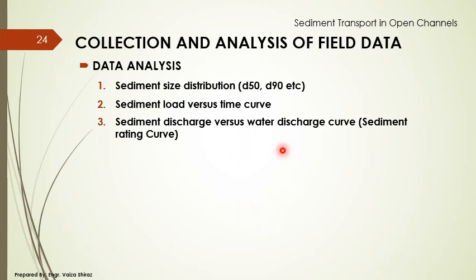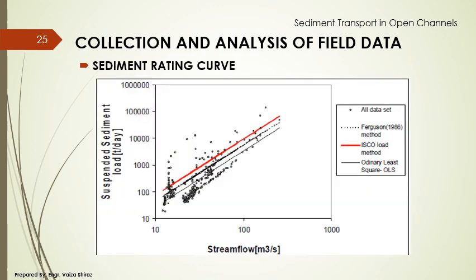Now the data which is collected can be analyzed, and for the analysis you will find out its sediment size distribution, meaning you can find out D50, D90 and other respective diameters. A sediment load versus time curve can be plotted, and also the sediment discharge versus water discharge curve, which is termed the sediment rating curve. So this is a typical sediment rating curve. Along Y you have the suspended sediment load, and along X you have the stream flow.